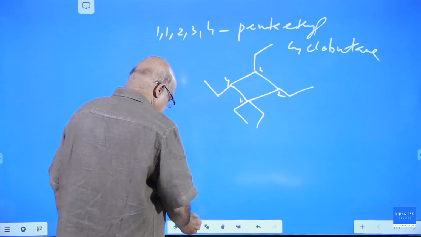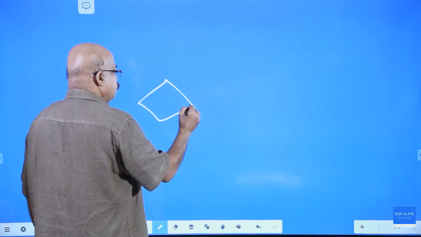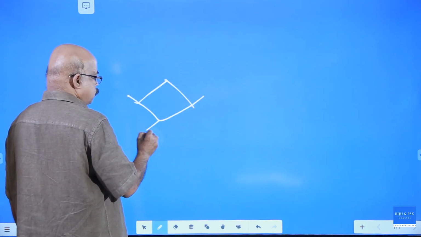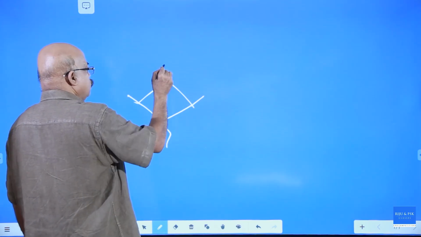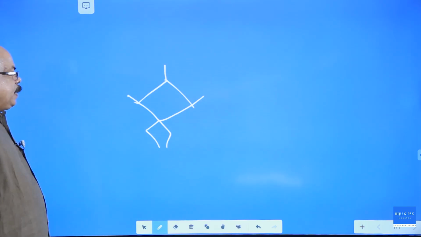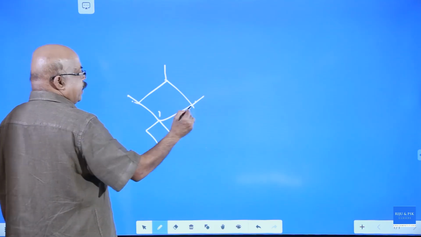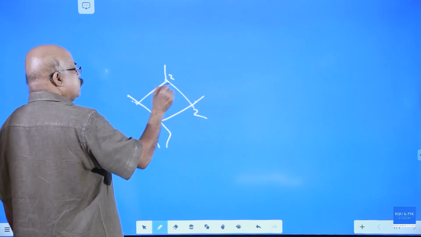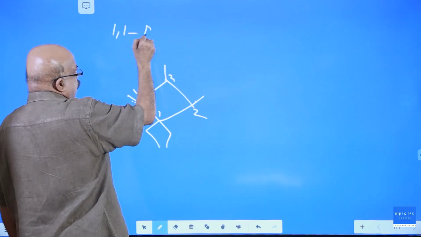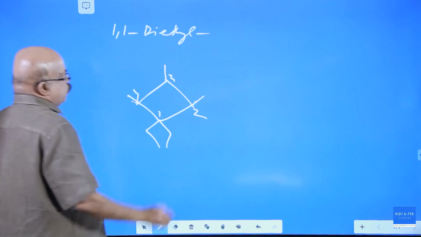Okay. This is the more substituted carbon, 1, methyl 2, or here 2, 3, 4. This is 1,1-diethyl, 2, 3, 4.